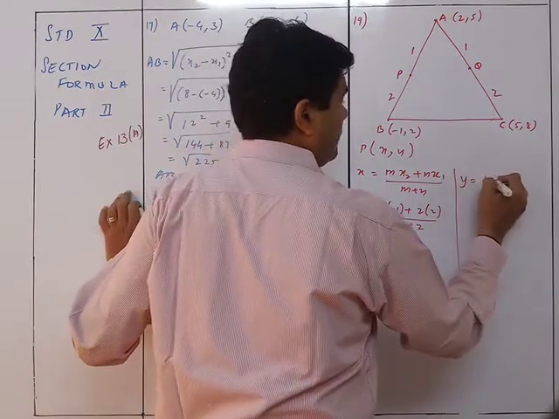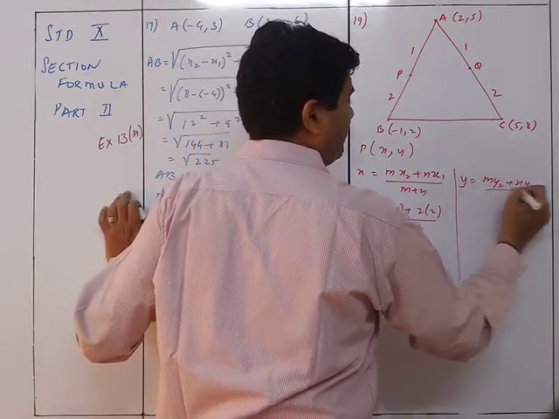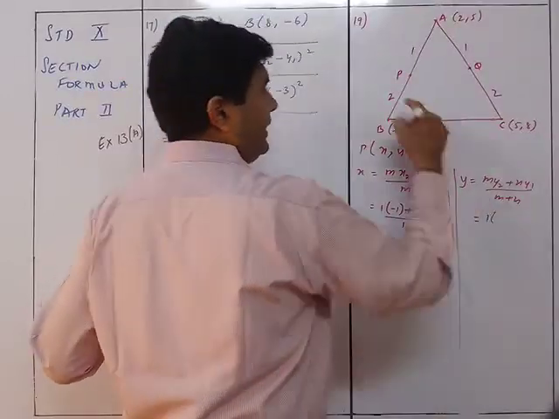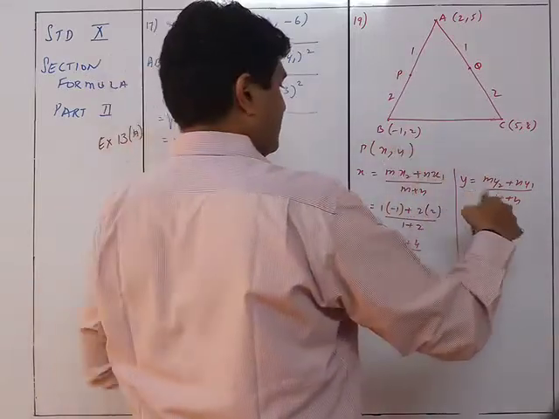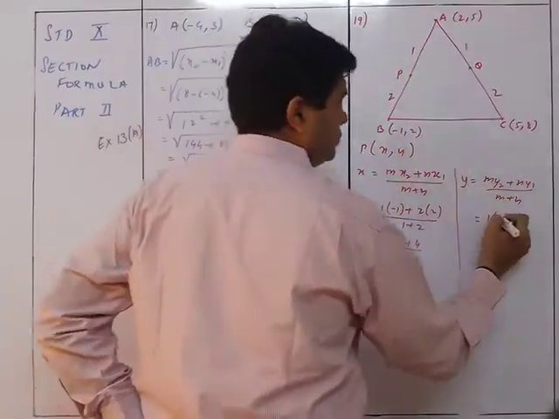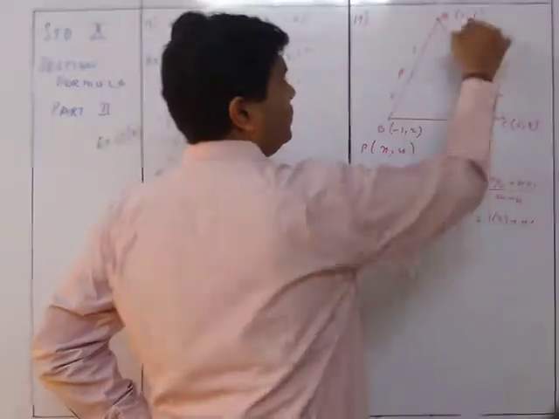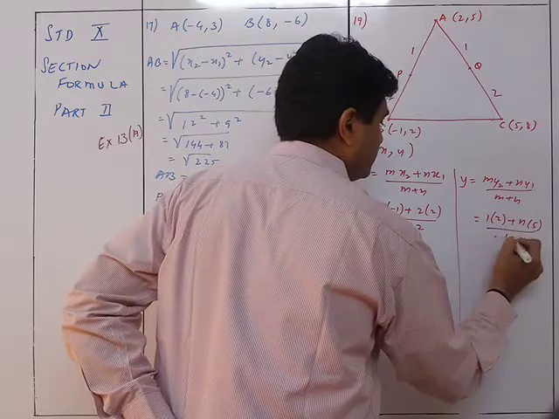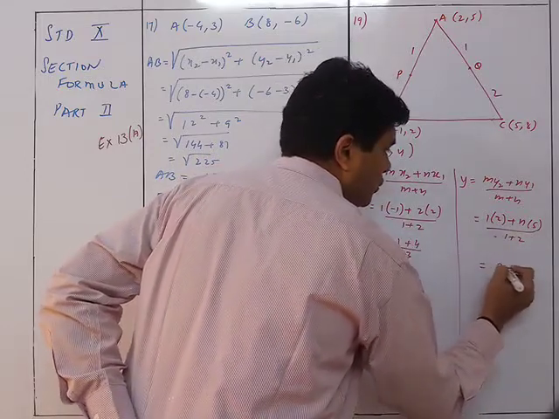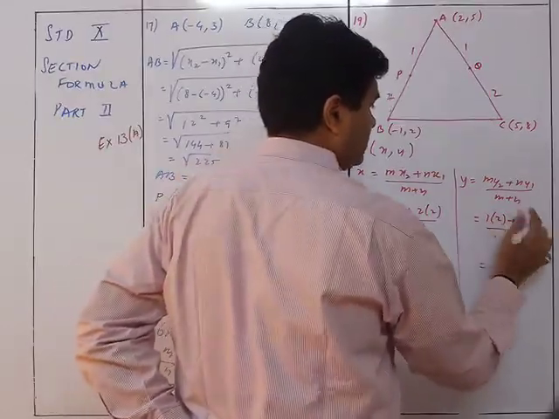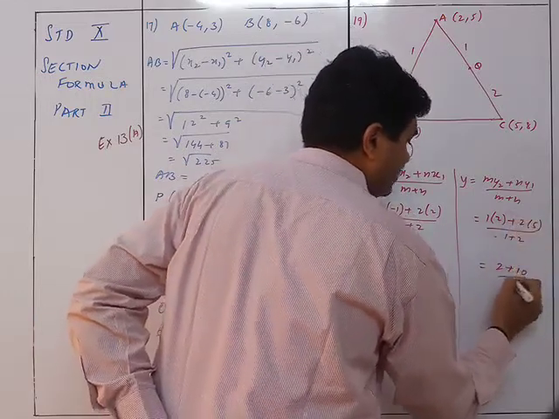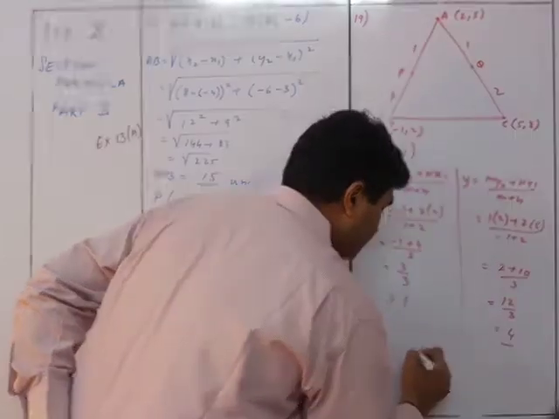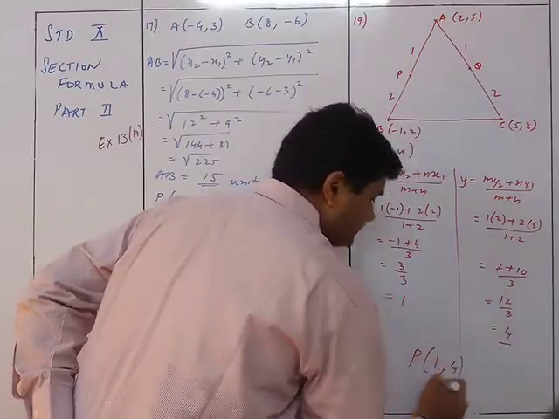y is equal to (m y2 plus n y1) upon (m plus n). That will be m is 1 and y2 value is 2, plus n into 5 upon m plus n, that is 1 plus 2. That is equal to (2 plus 10) upon 3, that's 12 upon 3, which is equal to 4. So therefore P is 1 comma 4.